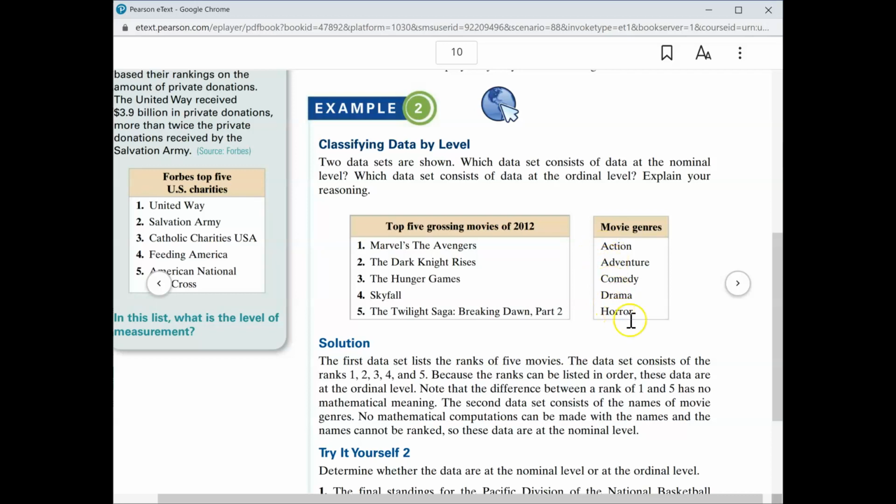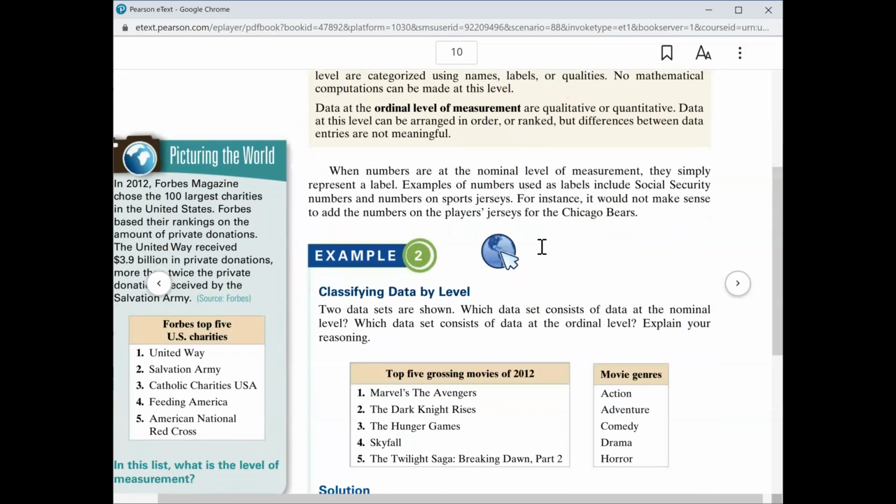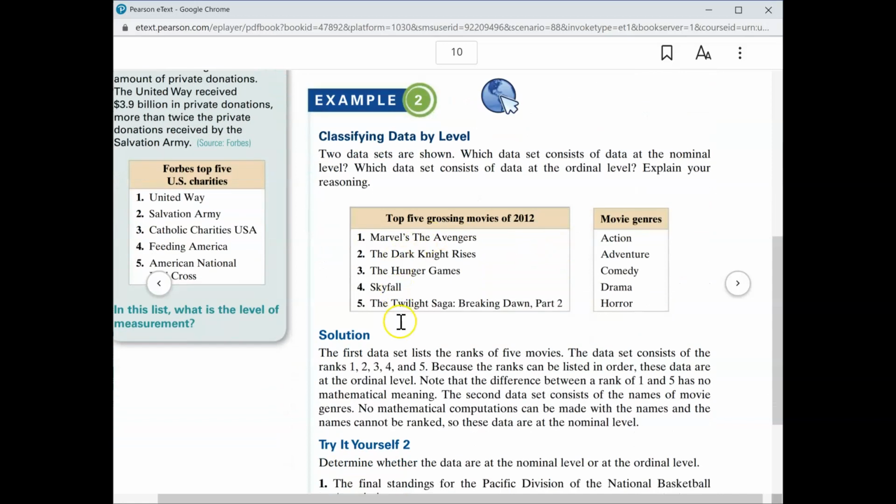Like here, I think they're in alphabetical order, but that's not a meaningful order according to anything about what the actual concept of action or adventure or comedy is. This section is putting these things in an order. It's ranking them according to how much money they grossed at the movies that year. So that would be what level? That would be the ordinal level. Ordinal means order. It means put something in order. So these can be put in order, but it doesn't tell us any figures, so you can't take the difference and say, well, Marvel's The Avengers made this much more than Dark Knight. So you can't say what the difference is. You can just say it made more, but you can't say how much more.